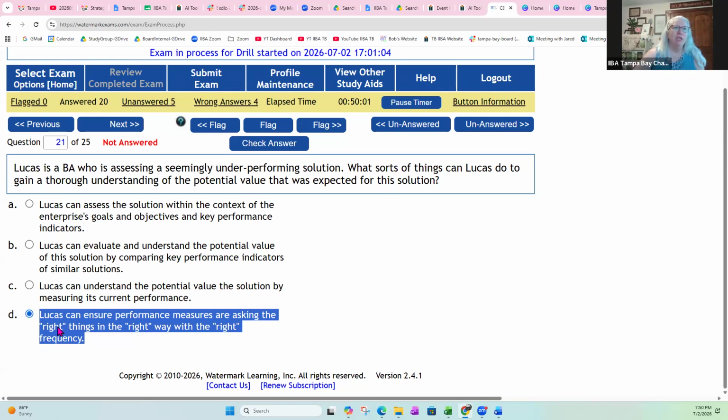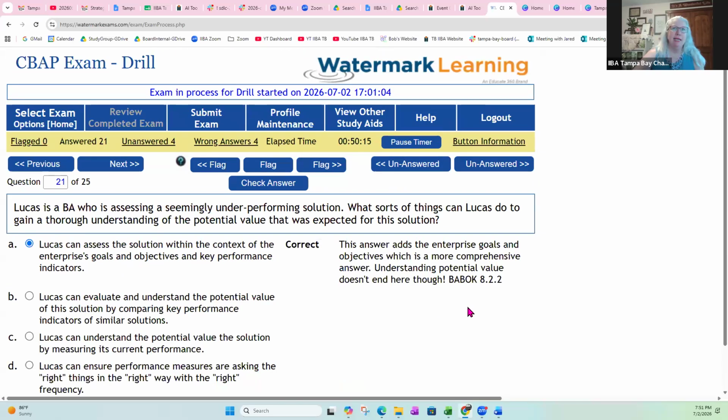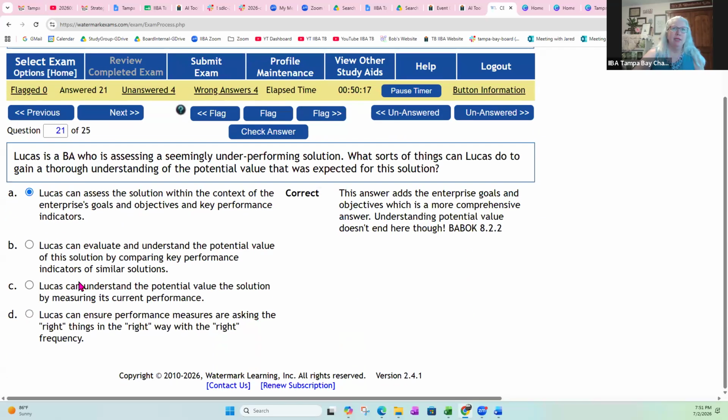Okay, I've got one vote for D. Do I have any votes for C? B? I go for A. For me, it's A. Okay, got several votes for A. Let's test A, and then we're going to look at why D is not wrong.